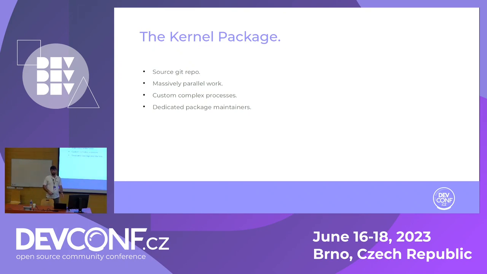So first, I will spend a few words on what the kernel package in CentOS Stream is. It's a package like any other, except it has some specifics. It's RPM. It's actually a set of RPMs. But the specifics are that the source repository for the kernel, the Git repository where the work is done, is not the repository from which the RPM is built. This is different to most packages in CentOS Stream. So it has a separate repository, more on that later.